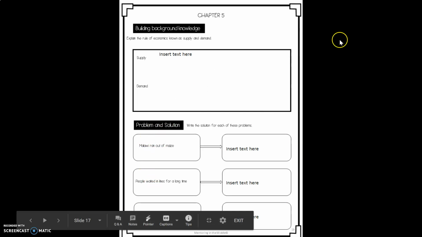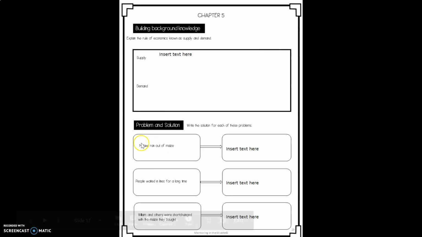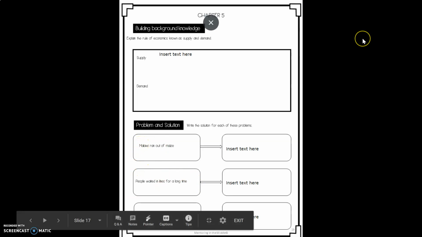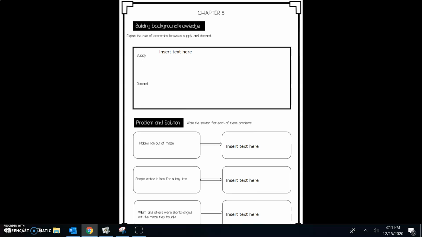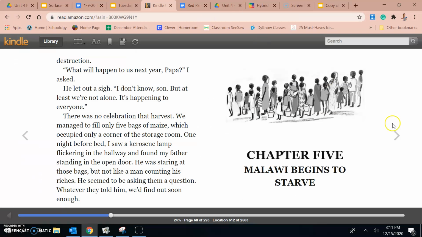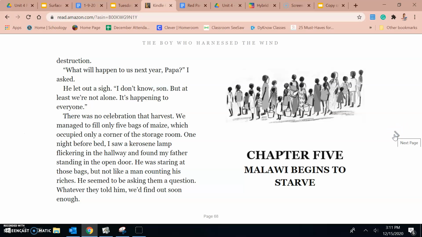So some of the problems we're going to see in this chapter are Malawi runs out of maize. People wait in lines for a long time. And the last problem is William and others were shortchanged with the maize they bought. And if you don't know what shortchanged means, you'll learn more about it as I read. So here we go. Let's begin Chapter 5.